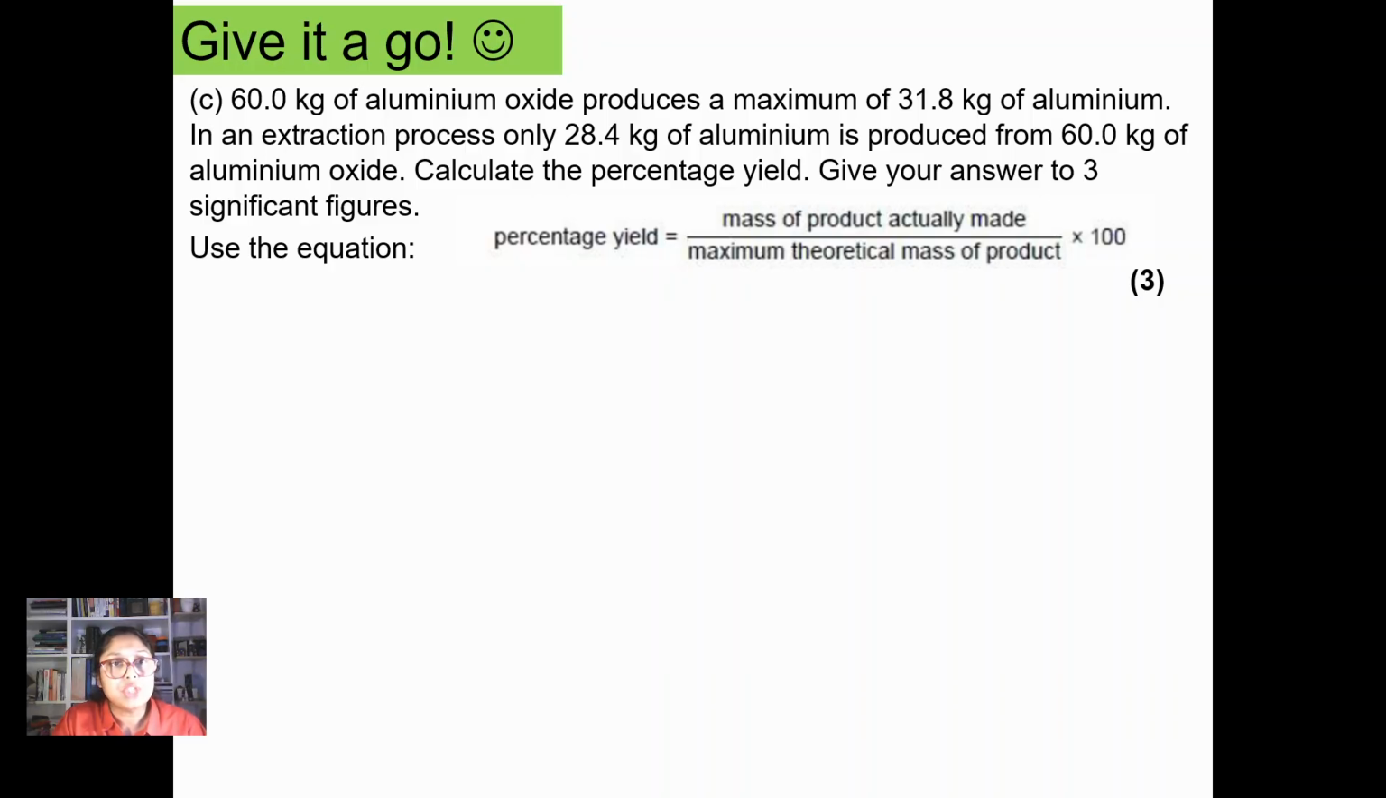In an extraction process, only 28.4 kilogram aluminium is produced from 60 kilogram of aluminium oxide. Calculate the percentage yield. Give your answer to 3 significant figures. Okay, use this equation. So note here that you have got these numbers, 28.4 produced from 60, and they have got 31.8 kilogram maximum. That is the theoretical number.